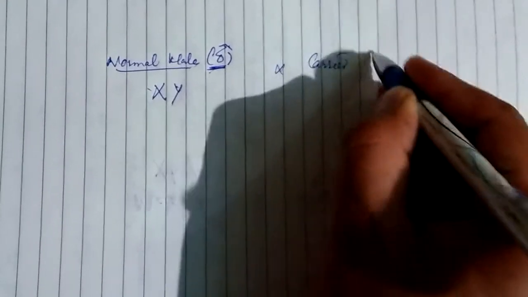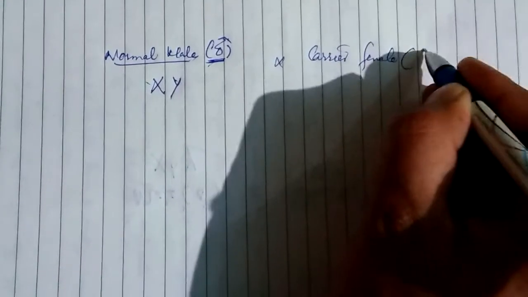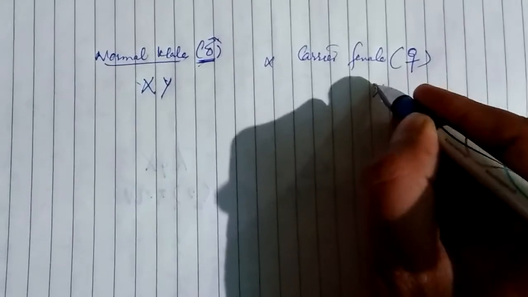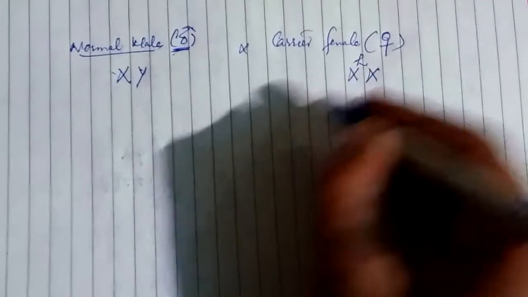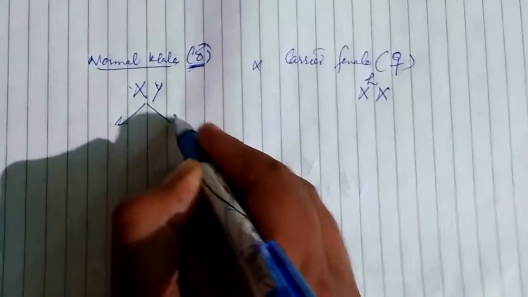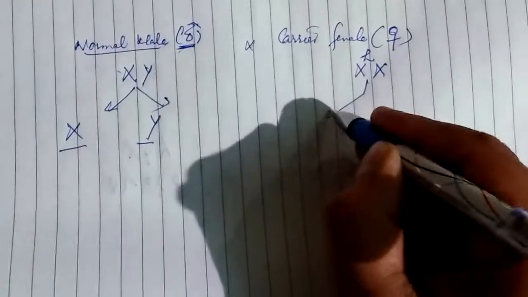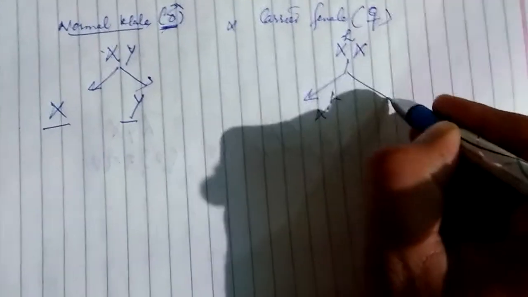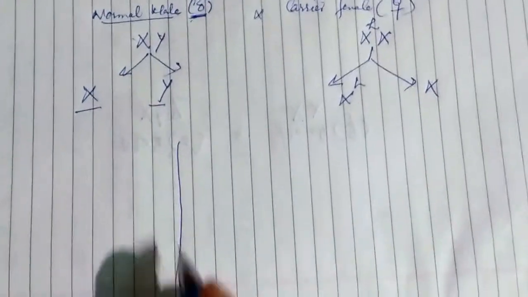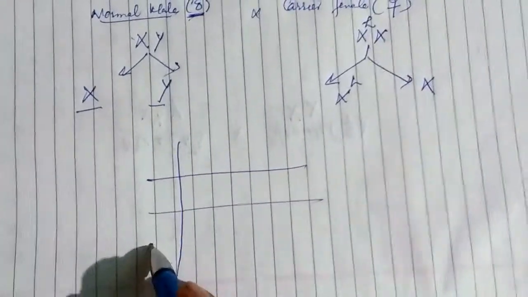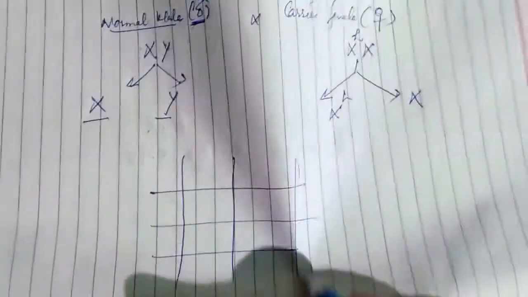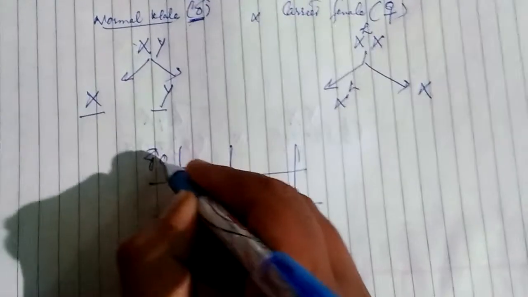If a normal male marries a carrier female, female is represented by this sign in genetics. Carrier female is X hemophilic, X normal. Now what will happen? During gametogenesis, this X gets separated from Y: X normal, Y normal. This is X hemophilic, this is X normal. Now you can evaluate it through the Punnett square or by the checkerboard method.